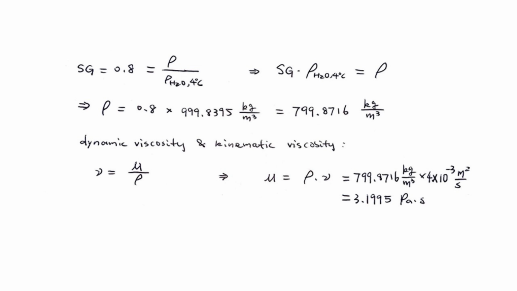The density of water at 4 degrees Celsius can be found from the literature easily. Hence, we can calculate the density of this fluid, which is about 799 kilograms per cubic meter. Using the density of this fluid and the kinematic viscosity of the fluid, we can now calculate the dynamic viscosity of the fluid. The result is about 3.2 pascal-seconds.